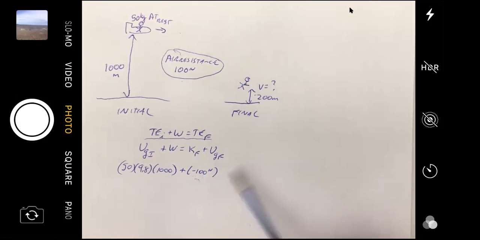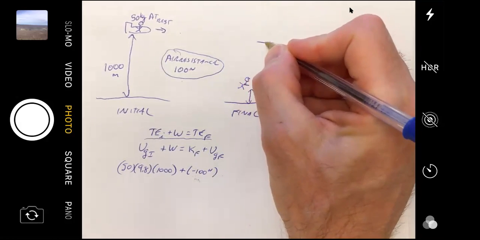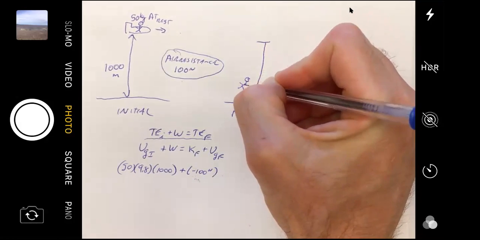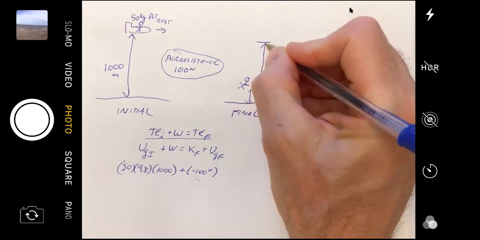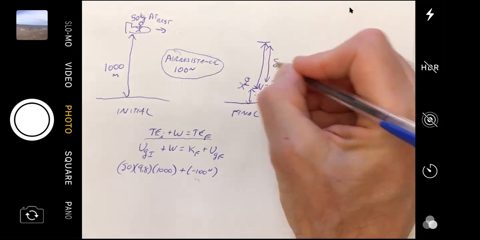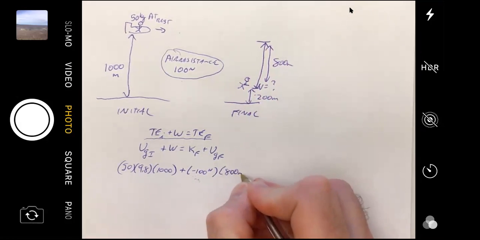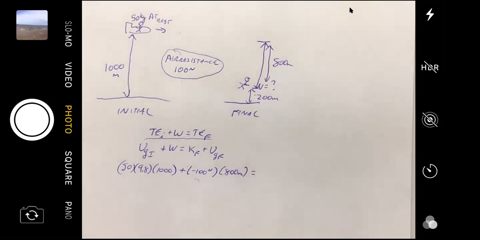Now, over what distance does that resistance force act? If I started at a height of 1,000 and I'm now at a height of 200 meters, how far have I fallen, Kate? 800. Yeah, so it's a little bit sneaky there, but we actually do know the distance. Does that make sense, Kate? Yes. Okay. All right, so let's go over to Anna.